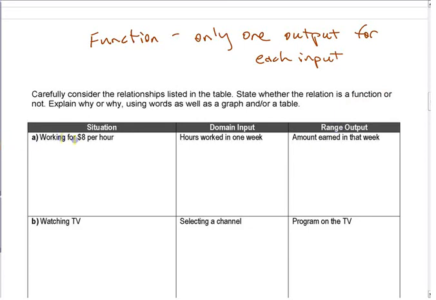The situation in this first one is someone who's working for $8 an hour. The input variable, or the number you're putting in, is how many hours they worked that week. So like, let's say they worked 10 hours.